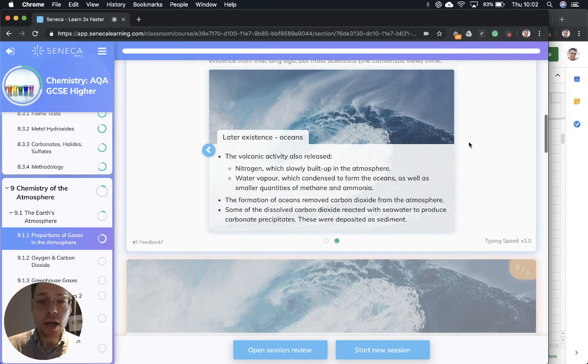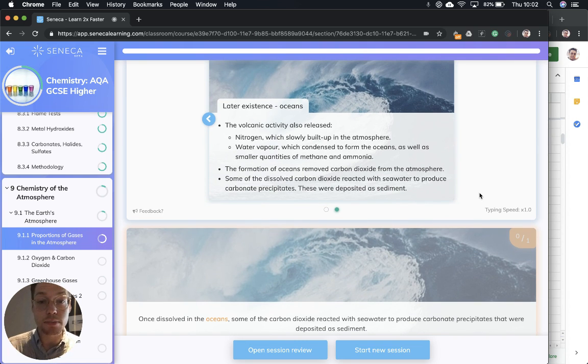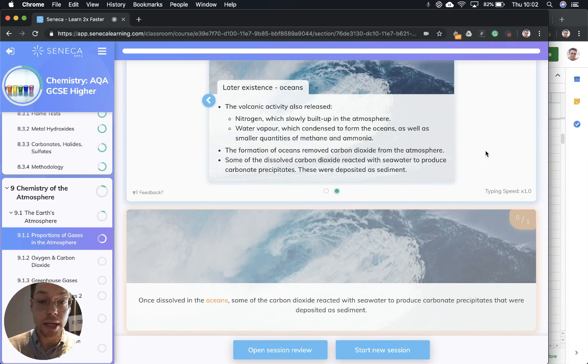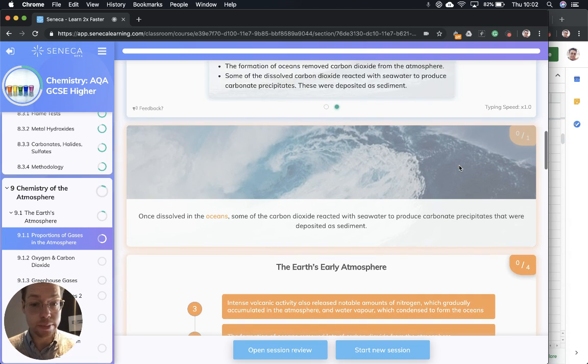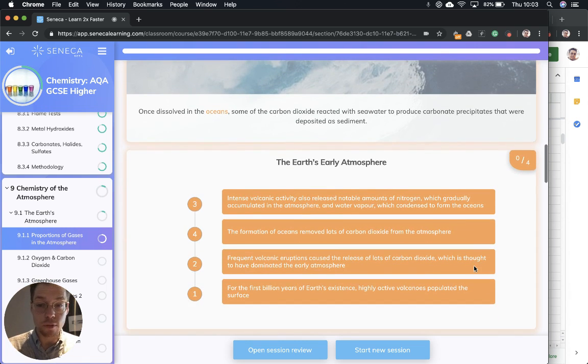Now, scientists think that carbon dioxide dominated the early atmosphere in a similar way to modern day Mars and Venus, okay? Then, a little bit later, we got some cute little oceans and the volcanic activity reduced. Nitrogen slowly built up in the atmosphere, water vapor condensed to form the oceans, and there were also smaller quantities of methane and ammonia. Now, the formation of oceans removes carbon dioxide from the atmosphere. They act as sinks for carbon dioxide. And some of that dissolved carbon dioxide reacts with seawater to produce carbonate precipitates, and that was deposited as sediment. Isn't life fun? So, once dissolved in the oceans, some of the carbon dioxide reacts with seawater to produce what? Do you remember? It was carbonate precipitates, and that's what forms sediment.